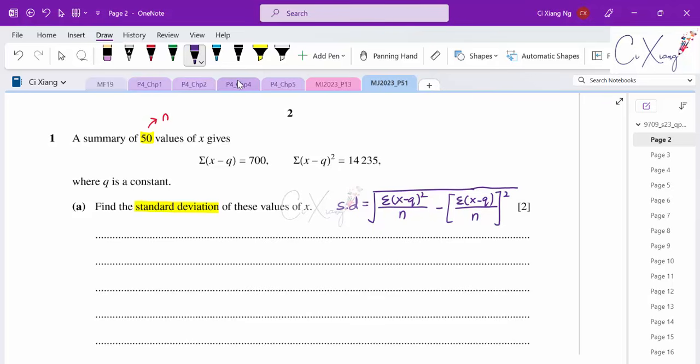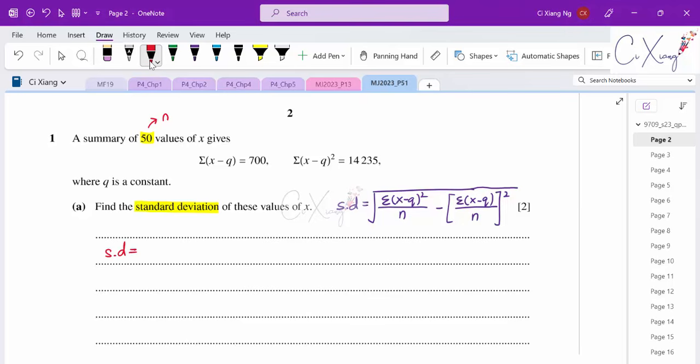Alright, so this is a general formula to find out the standard deviation from all this data. Please take note that this formula is not provided in the formula booklet, so please make sure that you can remember it. Okay, so we straight away apply all the values that we have here.